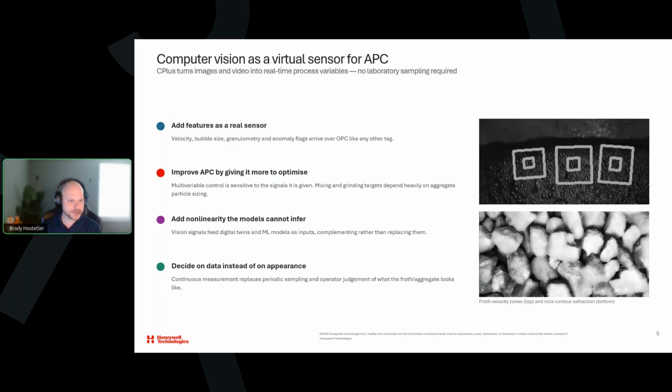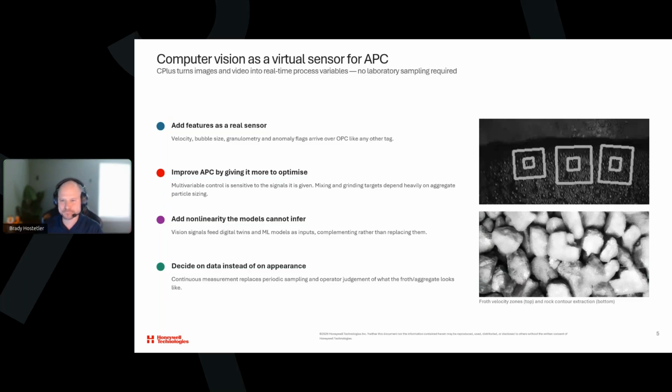So among these signals that we can extract for that, they can also work as inputs to digital twins and machine learning models. So they sit alongside whatever you've already built rather than competing with it. And lastly, you get continuous measurement instead of a sample every 40 or so minutes from a lab, or you don't have to infer off an operator's read of what the froth or aggregate looks like in that moment when they were walking down the line.